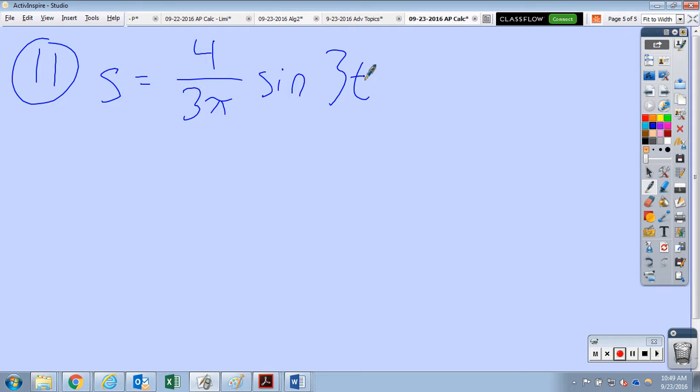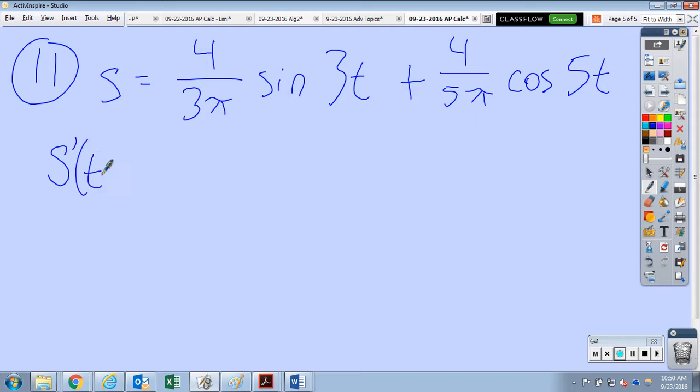I would never be dishonest with you guys. Cosine of pi. Okay, so this would be cosine of 5c. Okay, so this is the position function, right? I don't care how crazy it looks. They say this is the position function. So then s prime of t.